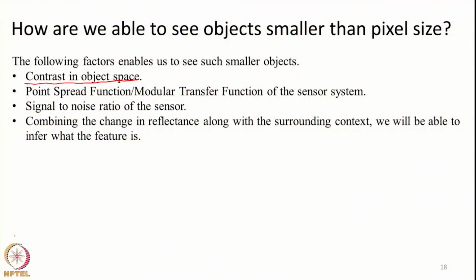The next important concept which helps us to identify smaller objects in coarser pixel sizes is what is known as the point spread function, or the MTF, modulation transfer function. These two are related concepts. Point spread function is a concept, modulation transfer function is a concept. We are not going to go in depth into these concepts, but I will just introduce you to what is what.